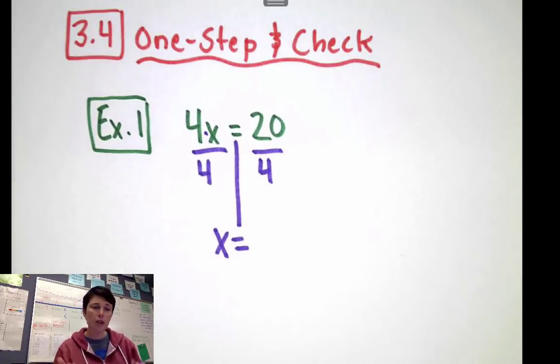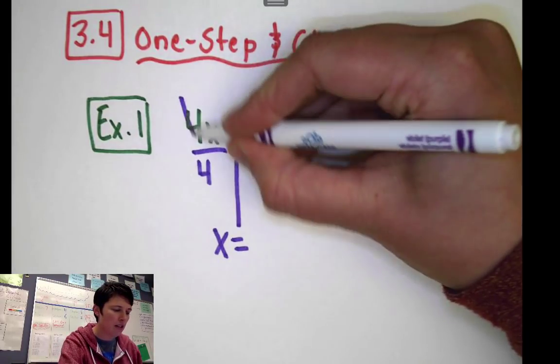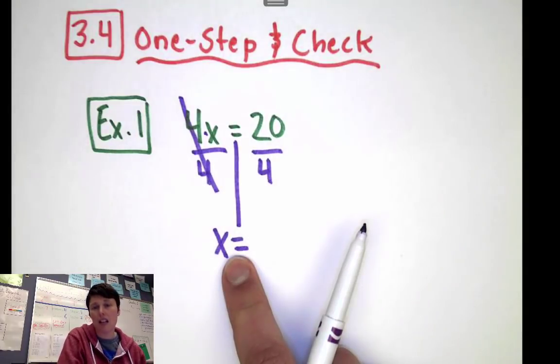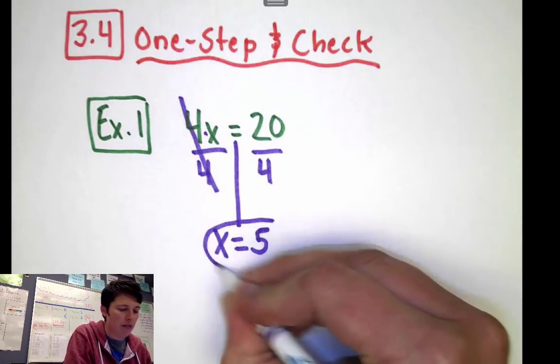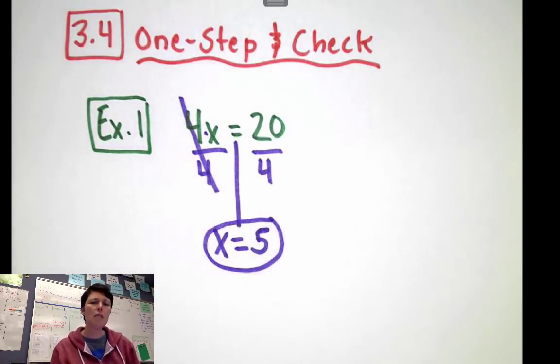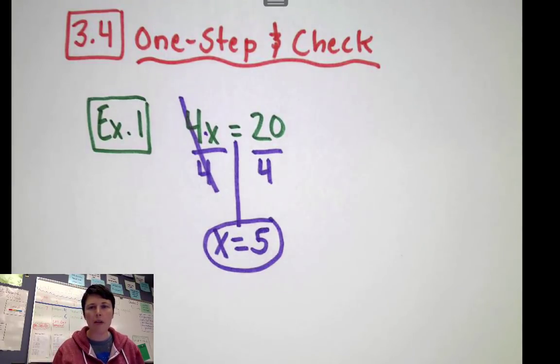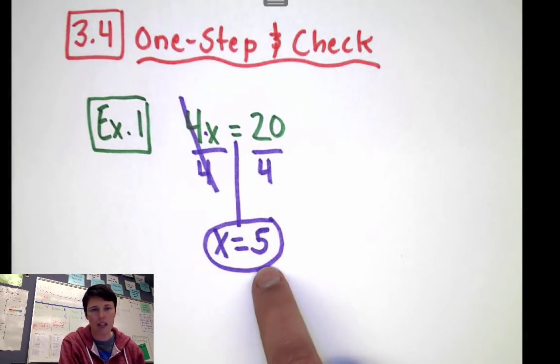Now when I divide by 4 on both sides, it gets rid of this, creating the x all by itself, just like we wanted. And 20 divided by 4 is 5. So my answer is 5. And if I stop right there, I have shown my work and done a pretty good job. I'm at a proficient level on this problem, but I want a little bit more than that today. I want to be able to see if I did it right. I want to know that my answer is correct.